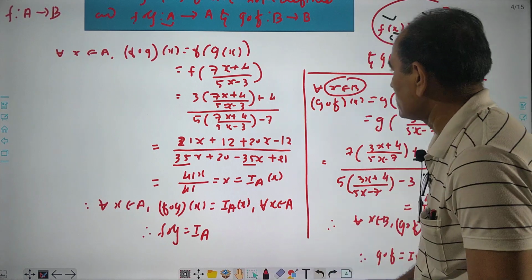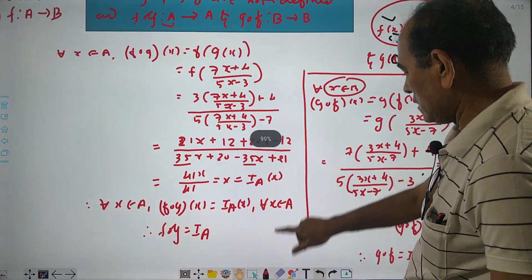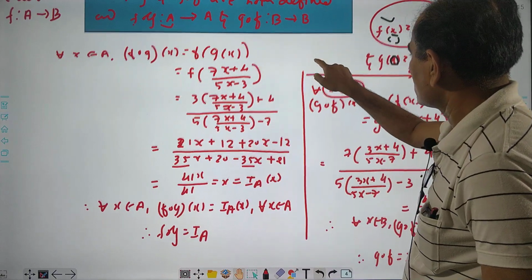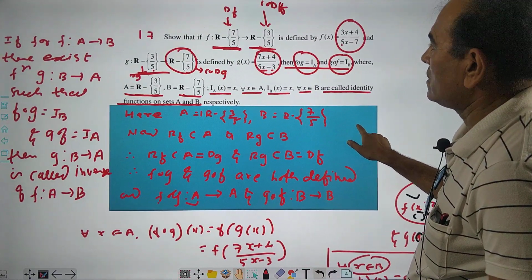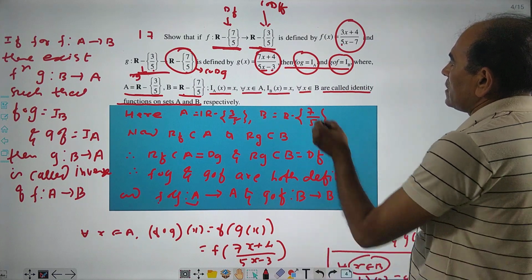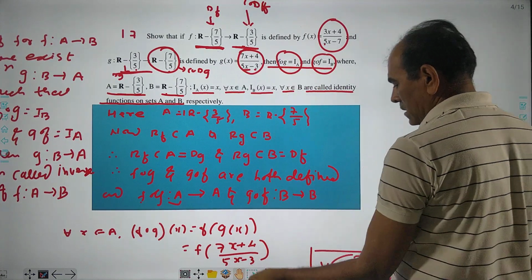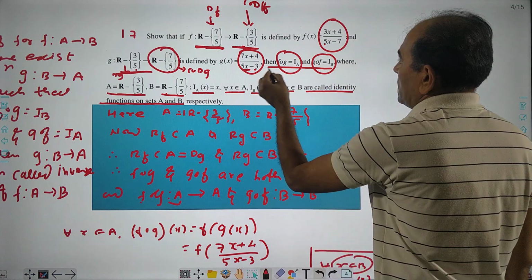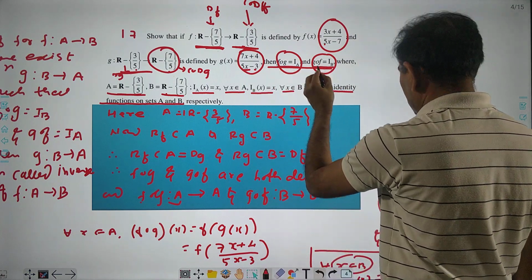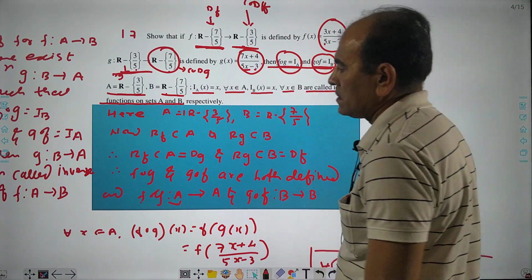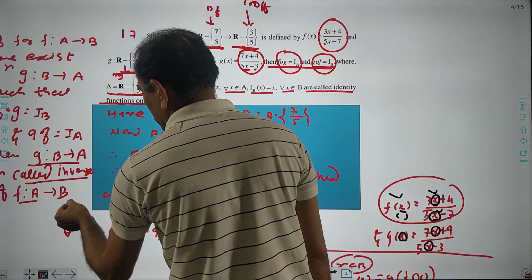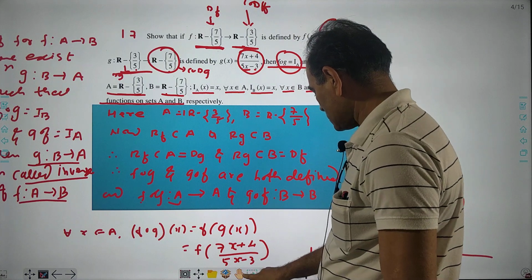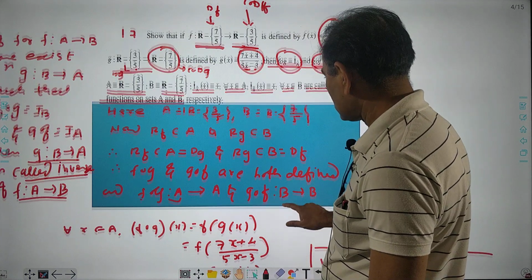Now let us see what we want to prove here. We want to show that f of g is equal to I_A, and g of f is equal to I_B. In that case, g from B to A is called the inverse of f from A to B also. Clear?